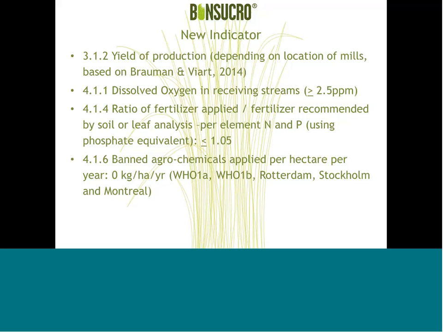The evaluation will be done as currently, using elements N and P and using a phosphate equivalent. We have as well added a new indicator about the use of agrochemicals banned by international convention, which should be 0 kilograms of banned chemicals applied per hectare per year. This is to strengthen the importance and focus on banned chemicals and to recognize the importance of the lists published by WHO, so WHO 1A, WHO 1B, and the Rotterdam, Stockholm and Montreal conventions.